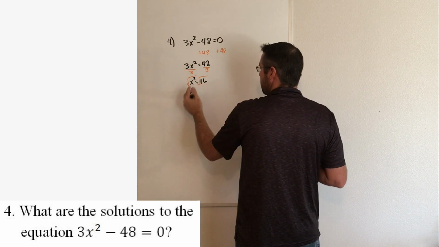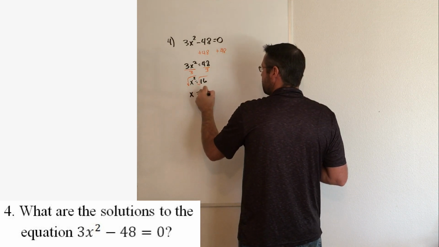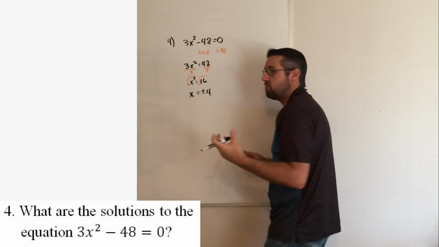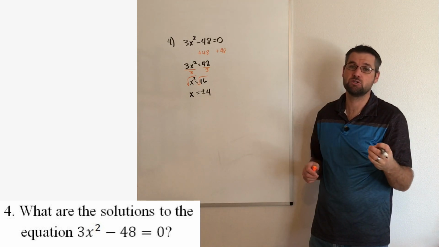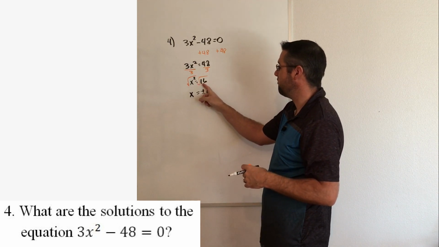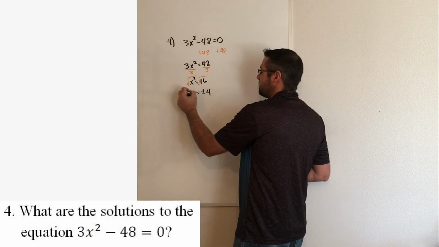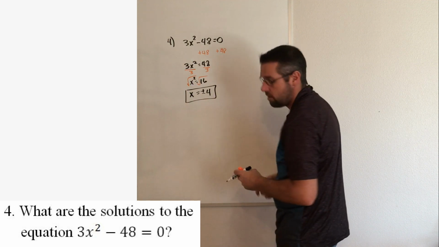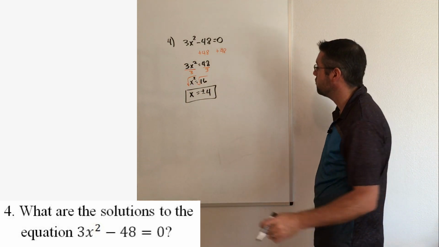And again, when we square root, we have to say plus or minus 4 because most of the time we have 2 solutions to a quadratic equation here. And so if we just put 4, that's only one solution. It's plus or minus 4. So that is the answer by just isolating x, the square root method.